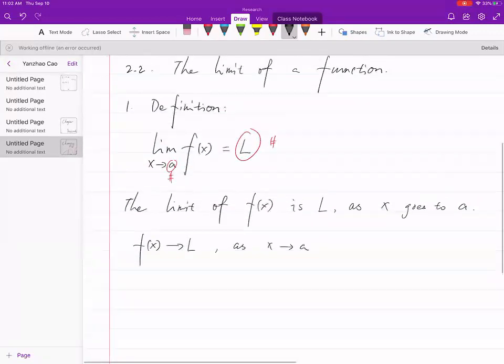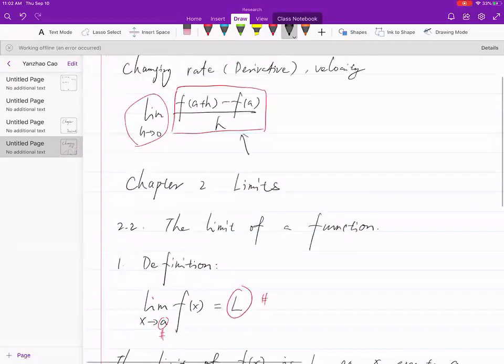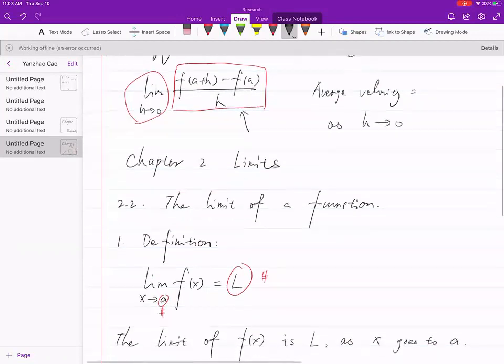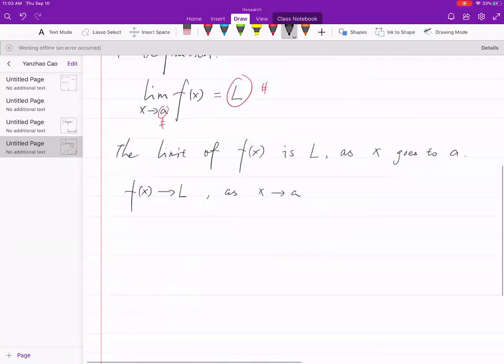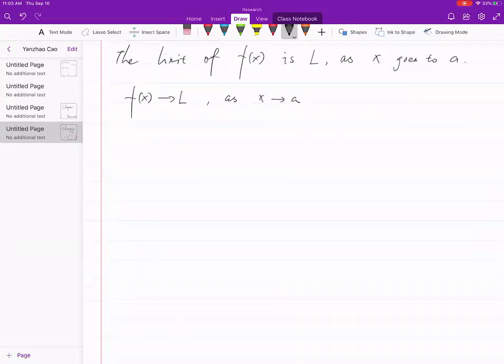Now, if you think about this definition, the average velocity equal to something as h goes to 0. That's exactly the same format we're trying to form here to solve the problem we want to solve. Okay? Now let's figure out what it really means and how to compute it.